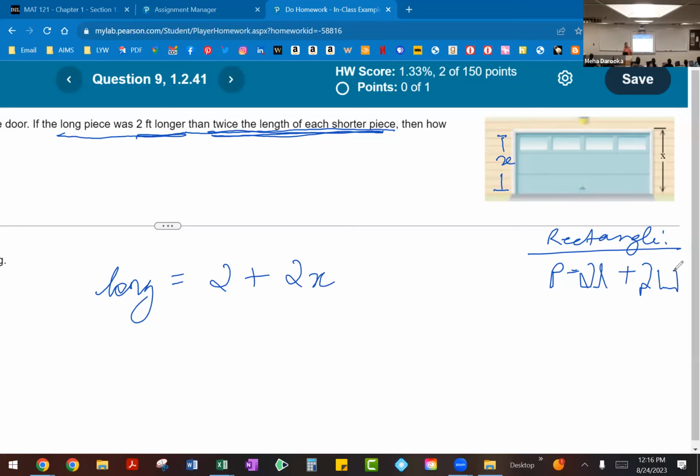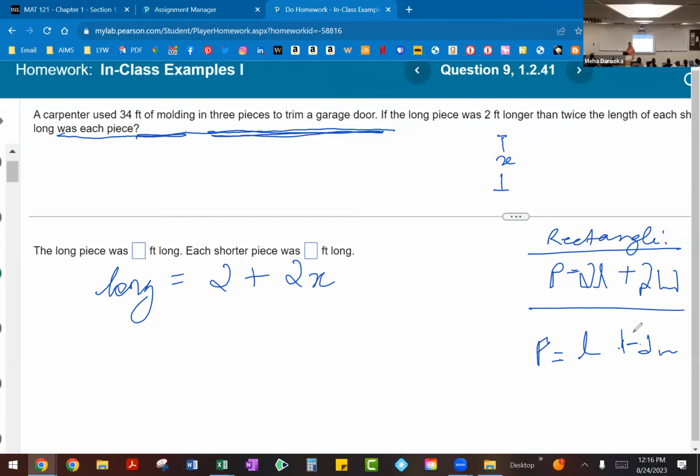In this case, they asked us only for 3 sides, right? Because this is a garage, so this is a practical application. We don't need the second longer side. So we would modify and we would say our perimeter is going to be only 1 length plus 2 widths. So coming back over here, let's see how we would modify.